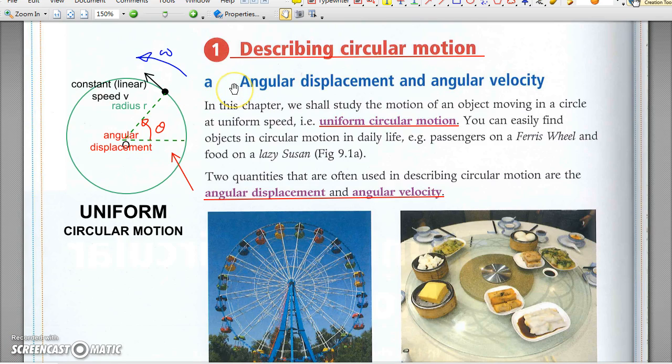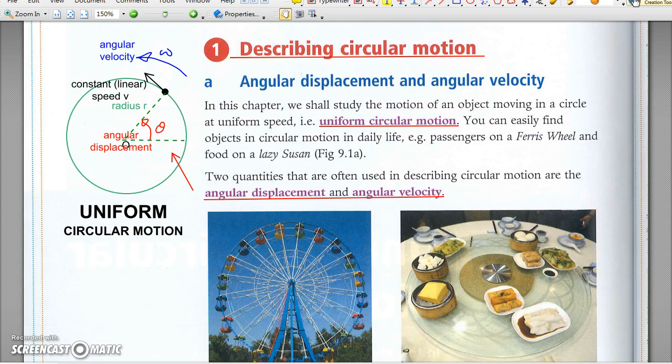A. Angular displacement and angular velocity. We use angular displacement and angular velocity to describe circular motion. Displacement in linear motion refers to position. Angular displacement here also refers to the position of an object in motion measured by an angle.